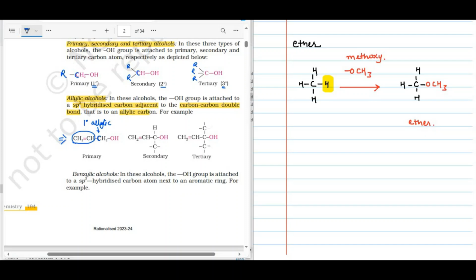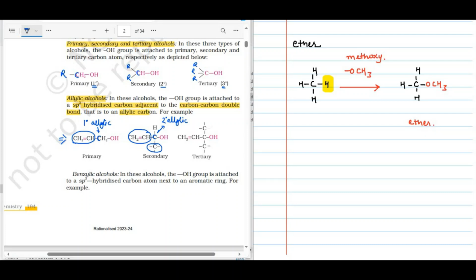Now come to the second example. Here, the carbon to which OH is bonded is an allylic carbon. As it is bonded to one alkyl group and another alkyl group, this carbon will be secondary allylic carbon. And the alcohol will be secondary allylic alcohol.